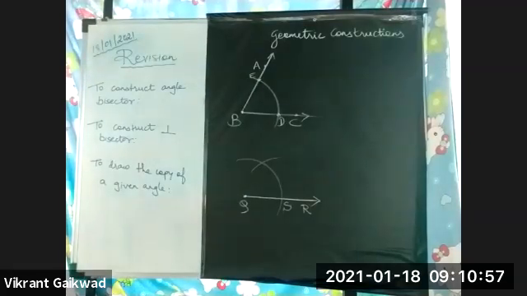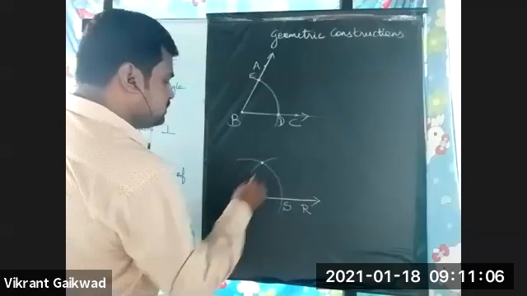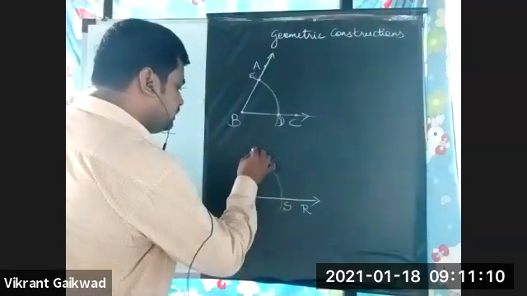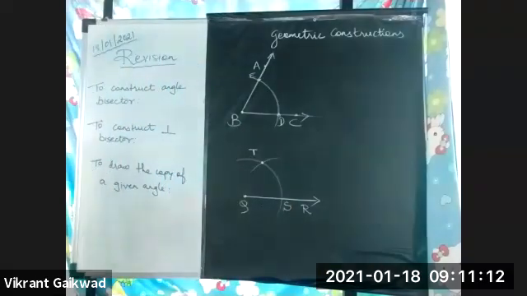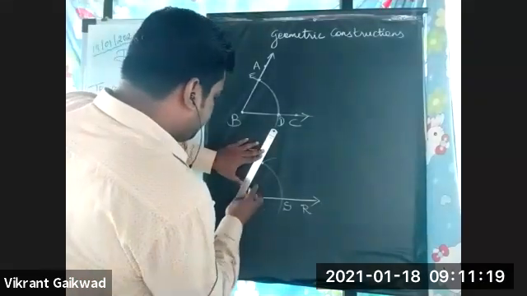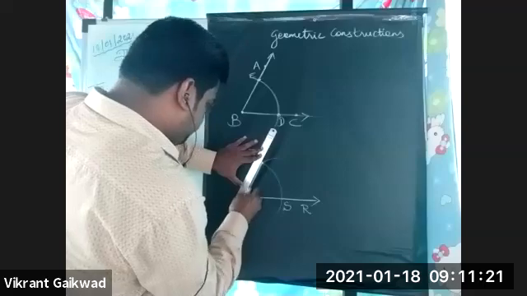After that, we've got the point of intersection of the two arcs. Name that as point T. Join Q to T and extend.